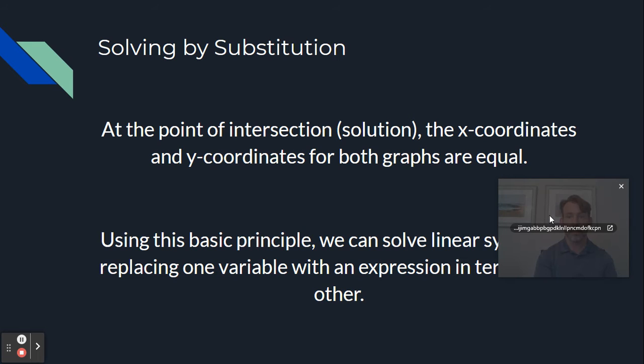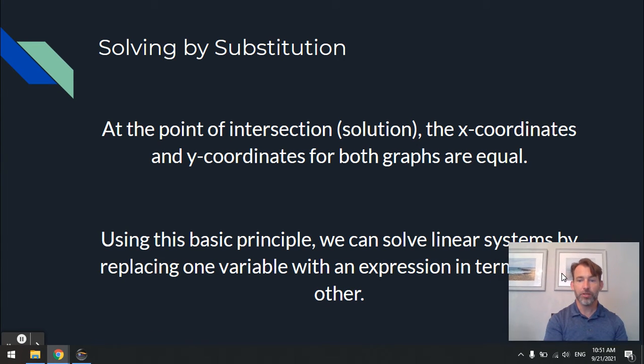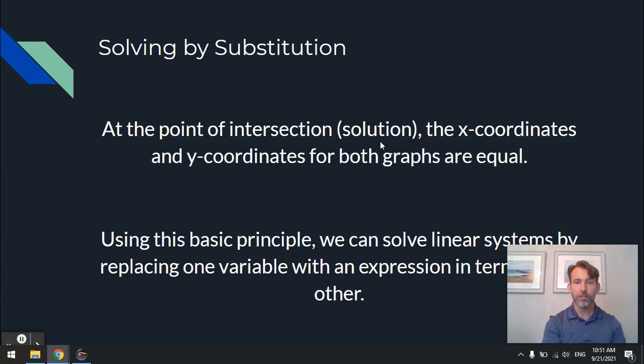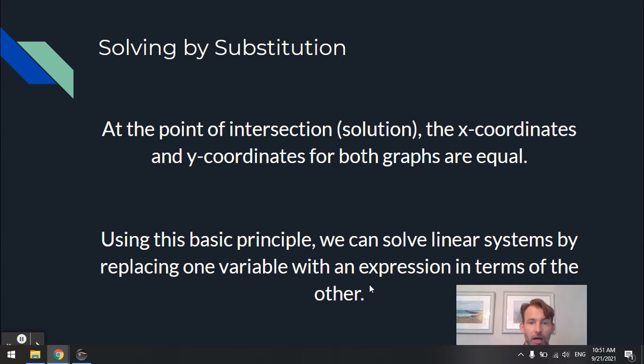Let's keep going. And we have this on your handout. At the point of intersection, the x coordinates and the y coordinates for both graphs are equal. So x will equal x, y will equal y. And we can use that principle to solve linear systems by replacing one variable with an expression from the other equation. We're gonna rearrange one equation and stick that equation into the other equation, and it's gonna solve.